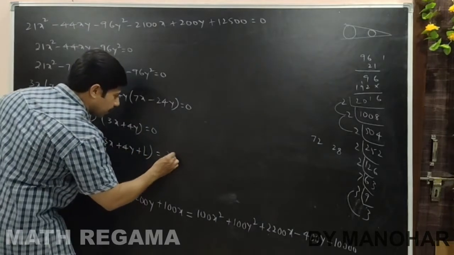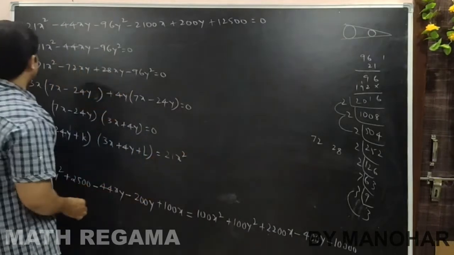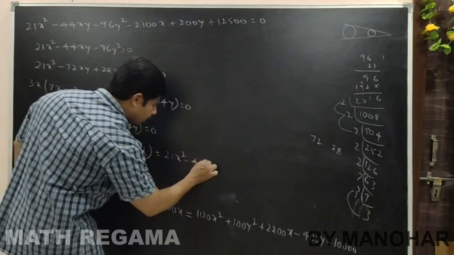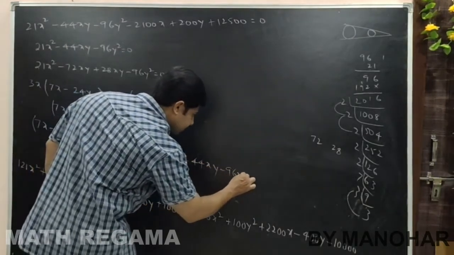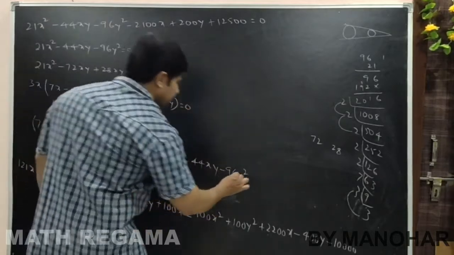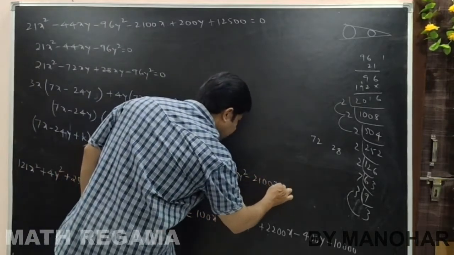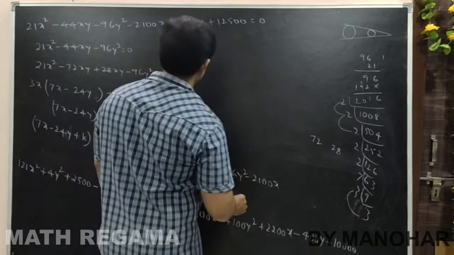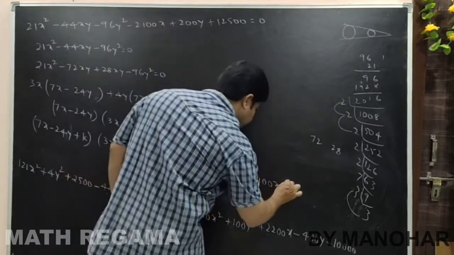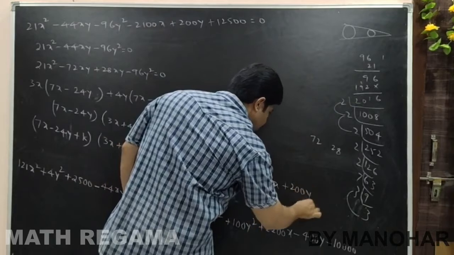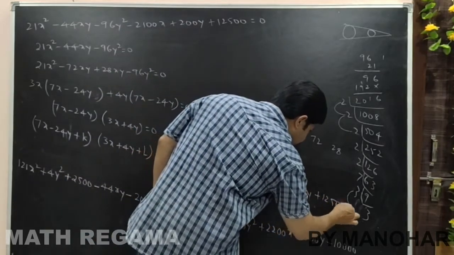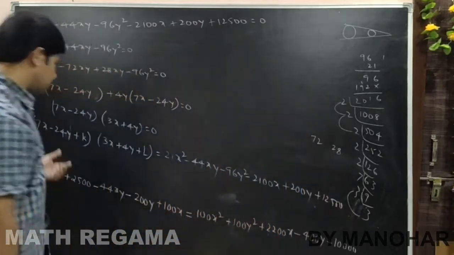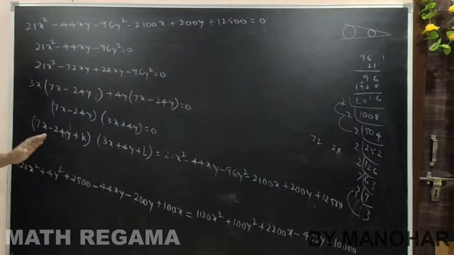So what is the complete equation? 21x square minus 44xy, then minus 96y square, after that minus 2100x plus 200y plus 12,500. Now we equate this. Now we'll compare them. Now we'll find out k and l values.